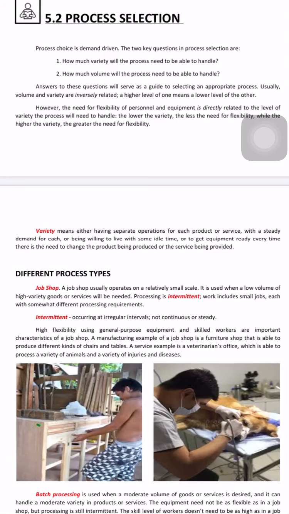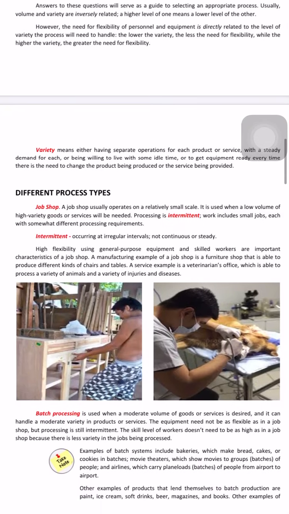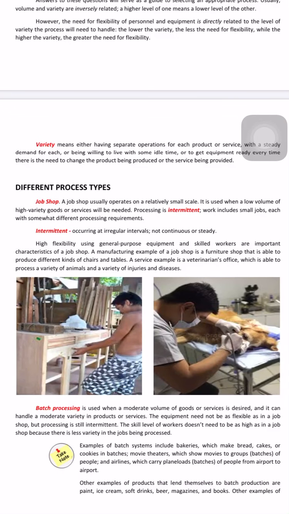That's one part. Okay, so variety means having separate operations for each product or service with a steady demand for each, or being willing to live with some idle time, or to get equipment ready every time there is a need to change the product being produced or the service being provided. Okay, variety means how many actions we need to do in order to attain the objective.